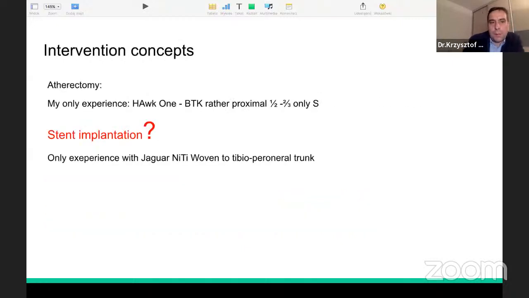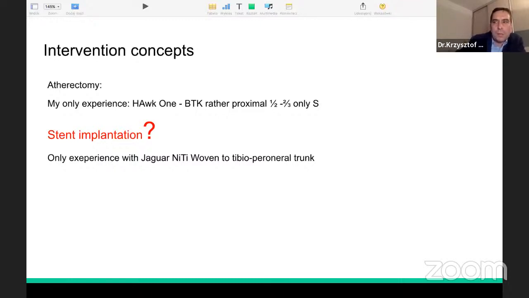Another concept, atherectomy. In my practice, I use Hawk One. I have used Hawk One rather proximally on the calf, below the knee, however, proximally. Only the S-type can be used. I would say that effects are 50-50. In 50% of cases, I had a really nice angio and really nice outcome. In another 50% of cases it was so-so.